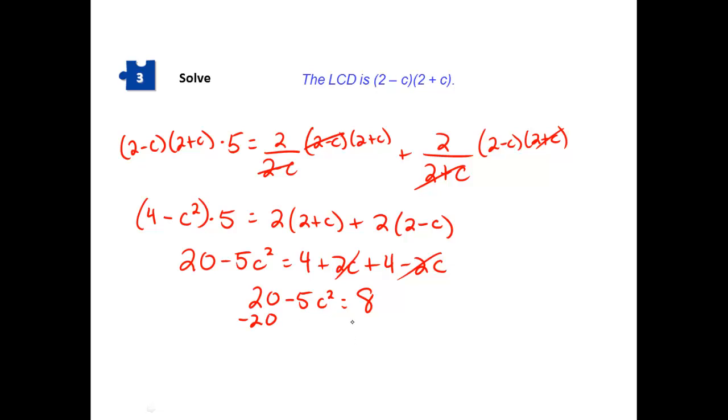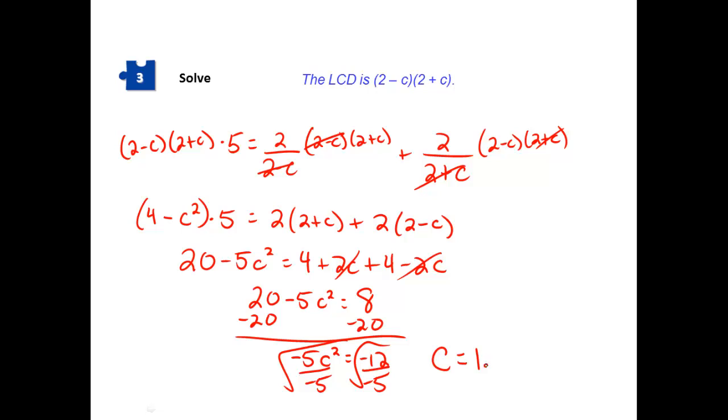Okay, so let's subtract the 20. Alright, so again we're going to divide by the negative 5, and then we're going to take the square root, which will give us the speed of the current, and to the nearest tenth would be 1.5 miles per hour. Please make sure you're doing the steps in your calculator to make sure you're doing it correctly and can get the right answer.